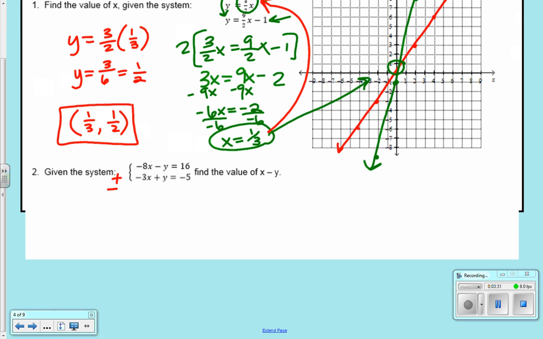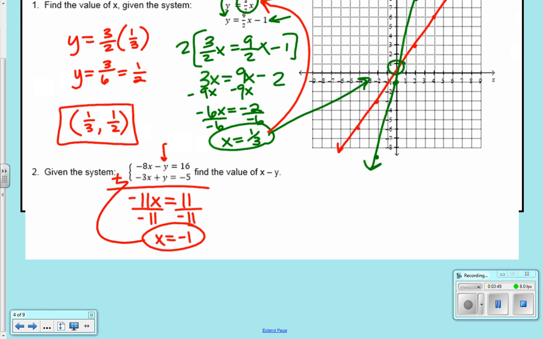So I'm going to add them together. I can already tell that the y's are going to cancel, so I don't have to do anything. So I've got negative 11x equals 11. Divide by negative 11, so x equals negative 1. So there's part of my answer. Now I have to go get y, so I'm going to plug it back into one of these.